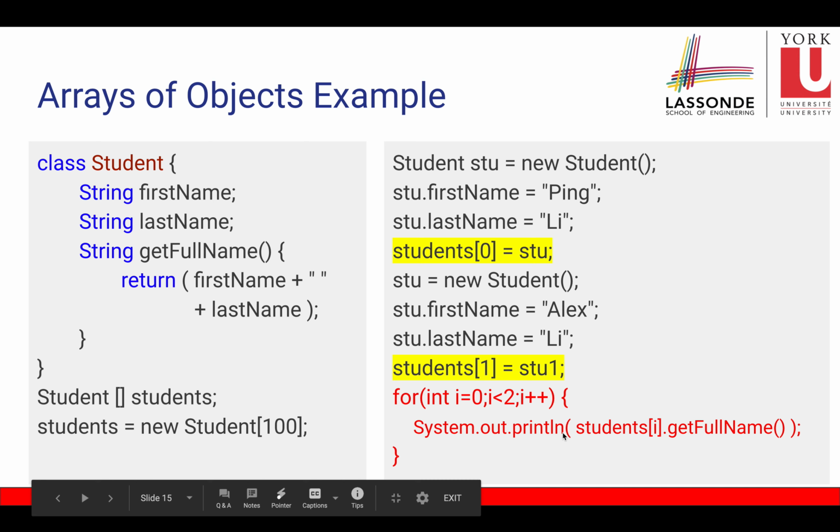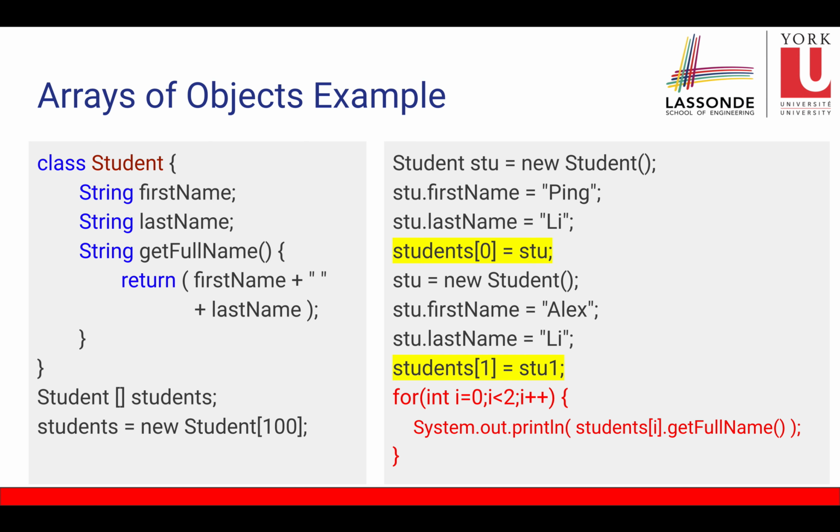So we output the full name. We are using students square bracket with index to access the full name. You see, we could have 100 elements in the future. We don't need to make up a name for every element. We only use one variable name, or instance name, stu to represent the different students.